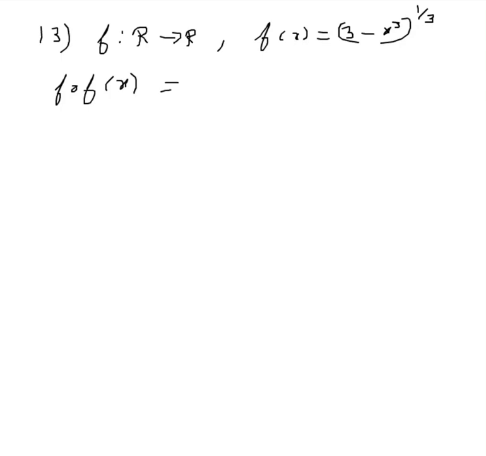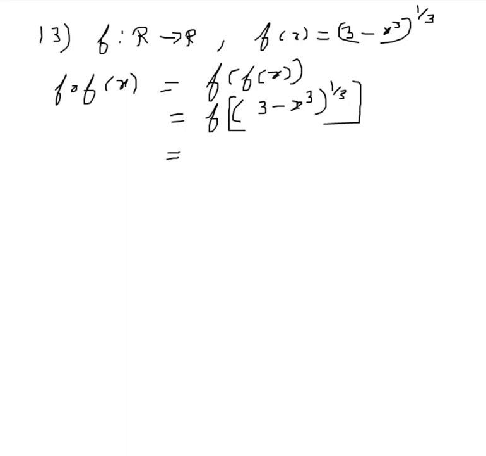Question 13. If F is a function from R to R, given by F of x is equal to (3 minus x cube) whole raised to 1 by 3. This is the function given. Then F composite F of x we have to find. F composite F of x is F of F of x. Let us do the inner function: F of x is (3 minus x cube) whole power 1 by 3.